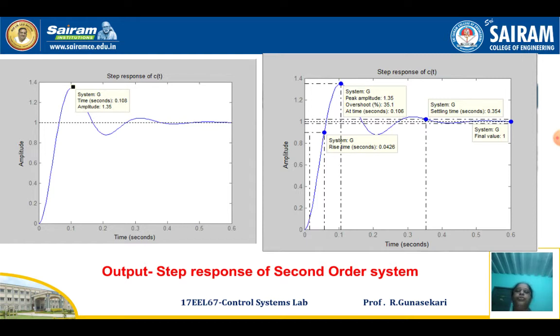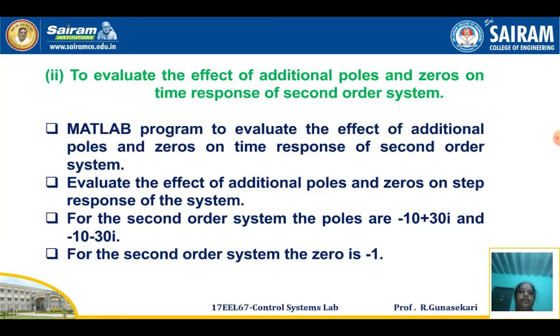As I told you, with a left click on the system G you get the time point and amplitude. If you right click on the diagram, you get the characteristics: peak amplitude, rise time, settling time, and steady state value. In this case, we are getting the waveform without the grid. If you click grid, the grid lines will appear. This is the first part output, the step response of the second-order system.